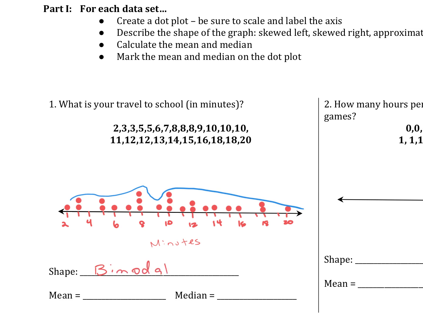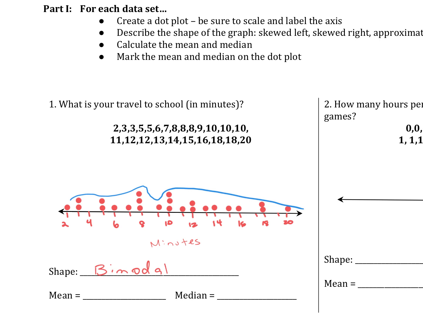You could make an argument for skewed right, but it's just because there's not a lot of each number to begin with. It's really hard to give it a final description. So I would just go with bimodal.